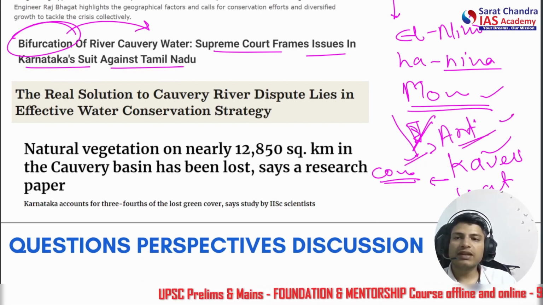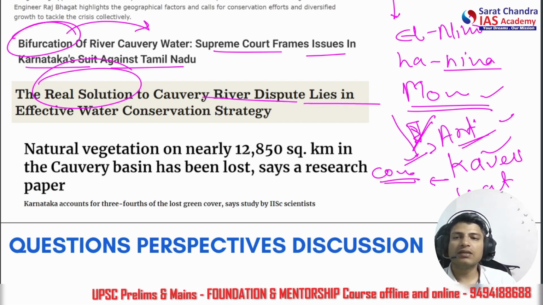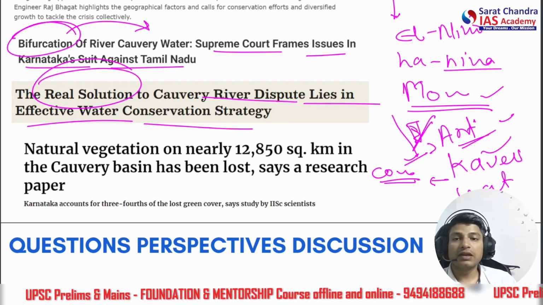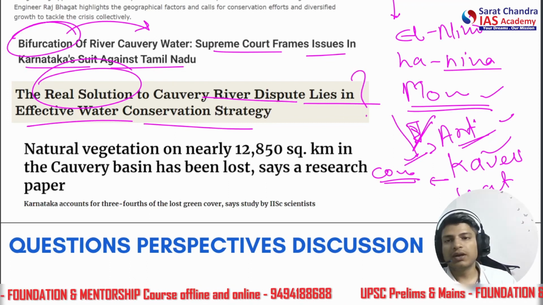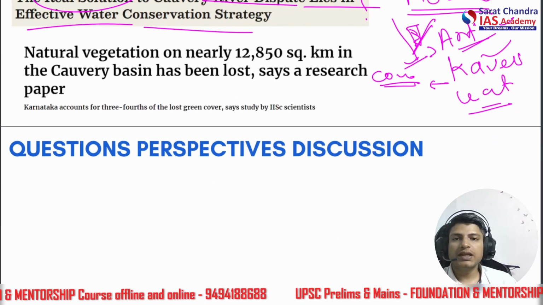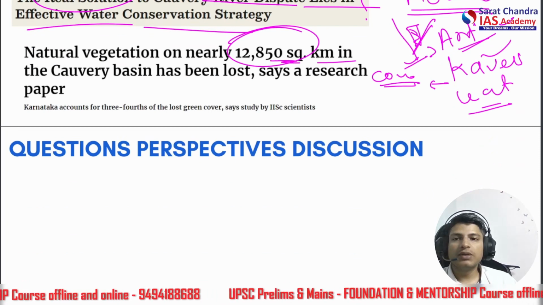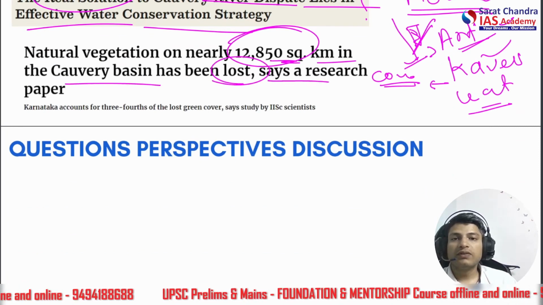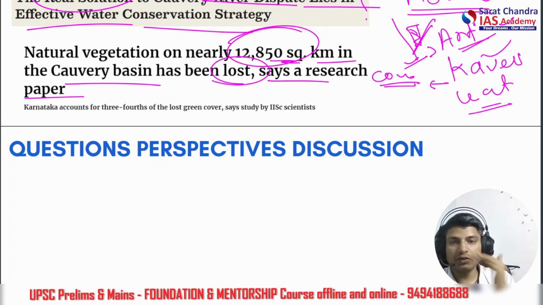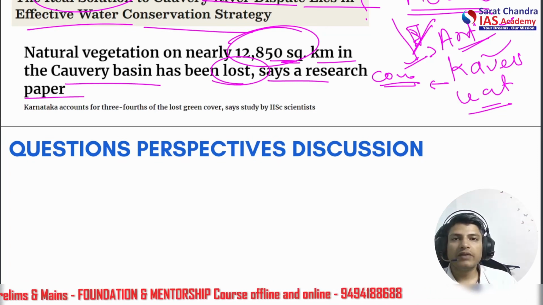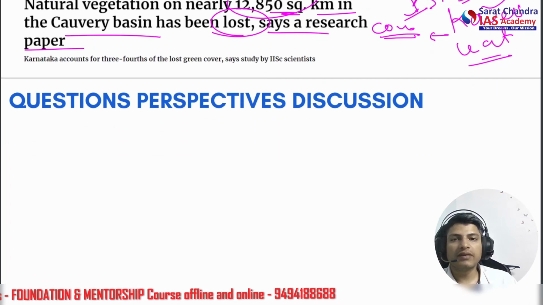All right, next one is that the real solution to the Kaveri River dispute lies in an effective water conservation strategy. So which sort of water conservation strategy is this? What are the benefits of this? All right, natural vegetation on nearly 12,500 square kilometres in the Kaveri basin has been lost, says a research paper. So why? What is the reason? What is the way forward? These are all questions that come in front of us when we are talking about this river and the relevant issues.